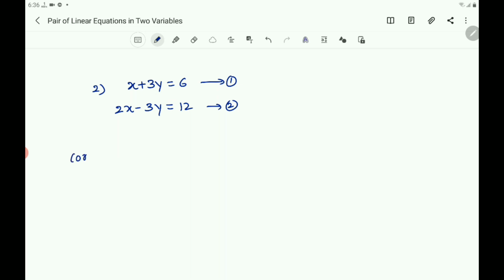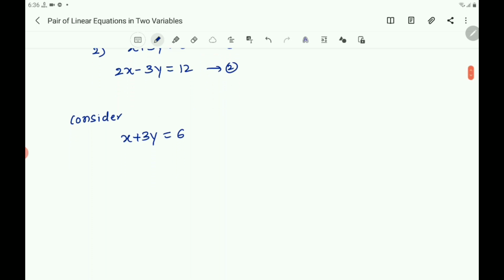So you consider x plus 3y equals 6. Then easily you can express x in terms of y, because if you transfer 3y to the RHS, it becomes x equals 6 minus 3y. Easily you got the value of x in terms of y, that is x equals 6 minus 3y. Consider this is the third equation.